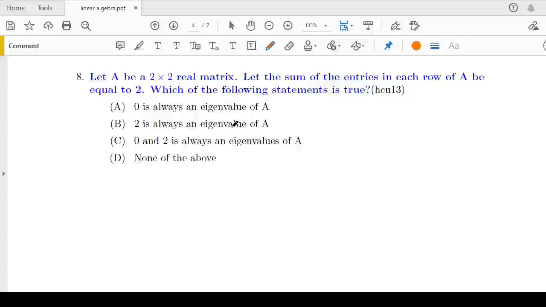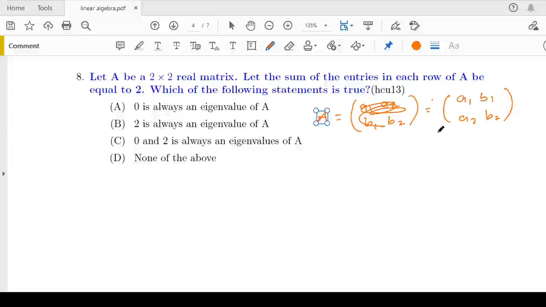Let A be a 2 by 2 real matrix, and let the sum of the entries in each row of A be equal to 2. Then which of the following statements is true? Given that A is a 2 by 2 matrix, let us assume that A is equal to the matrix with rows a1, b1 and a2, b2. Also, given the sum of the entries in each row, a1 plus b1 is equal to 2, and a2 plus b2 is also equal to 2.